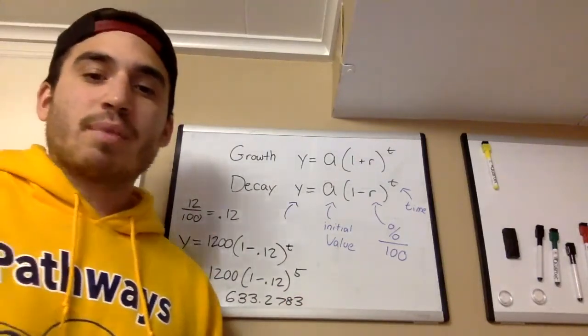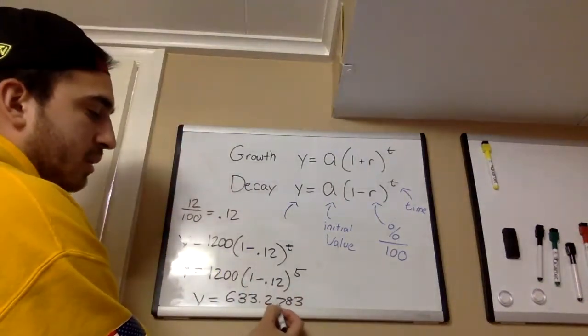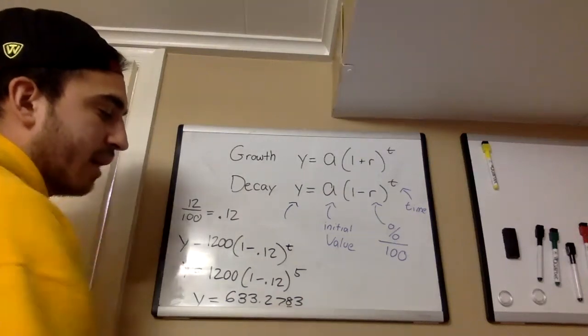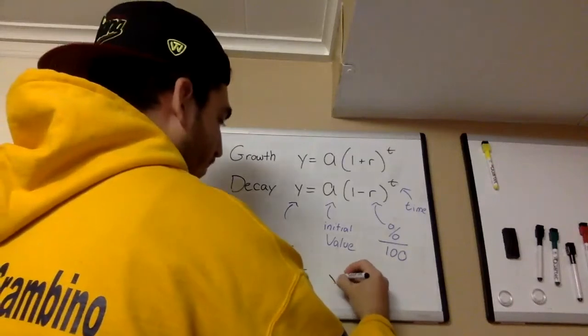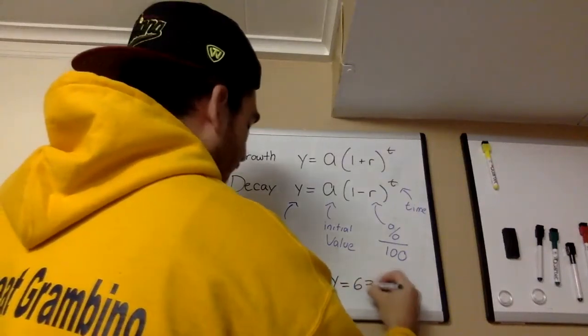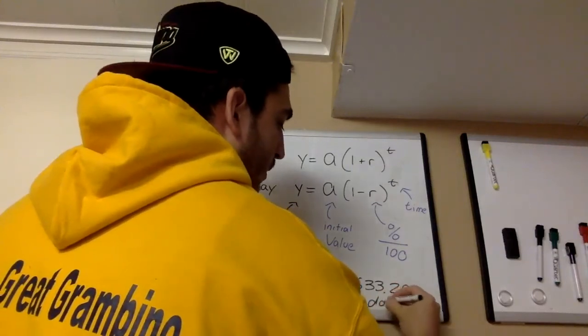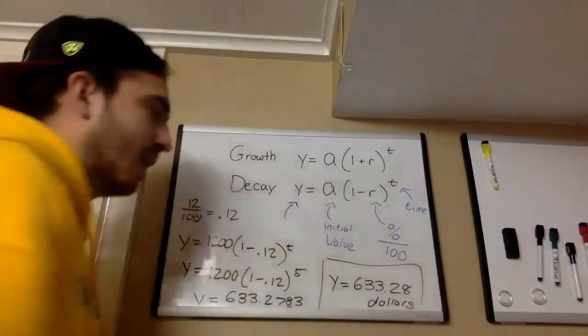However, since this is money, you must round correctly. Whenever you're dealing with money, it is 2 decimal places. So if I look here at 0.278, because of this 8, I must round this 7 up to an 8 also. So my final answer is going to be y equals $633.28. So that is your final answer.